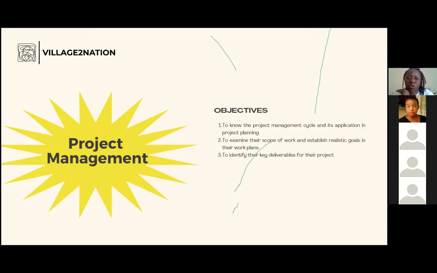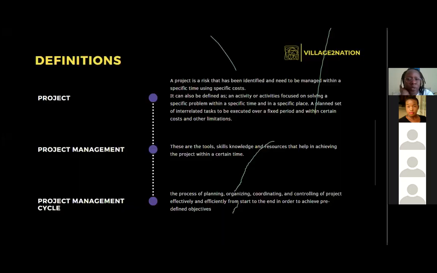So the objectives for these sessions, we're going to really look at cycle application and planning. And then of course, you're going to examine the scope. And then, of course, we're going to look at realistic goals because it's also important to set goals. And then we start identifying, are you able to identify the key deliverables in a project?